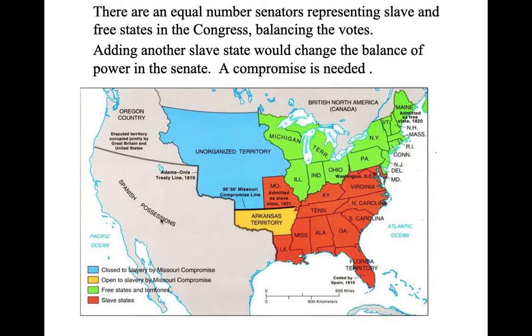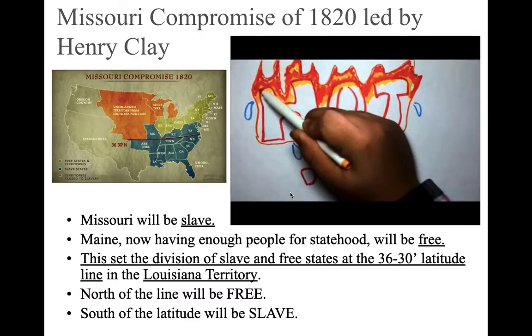Go down here, there are an equal number of senators representing slave and free states in Congress. They need to have a balancing of votes, otherwise you'd have a lot of conflict. So this is Clay coming to the rescue. Adding another slave state would change the balance of power in the Senate, and so a compromise is needed.